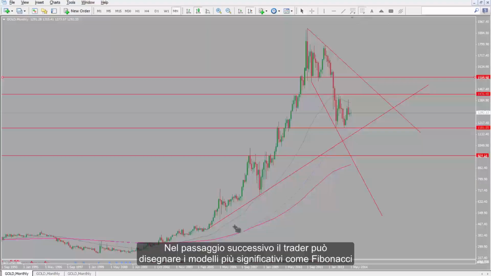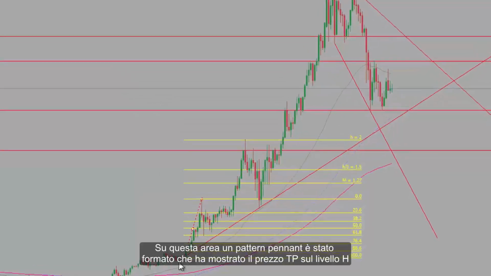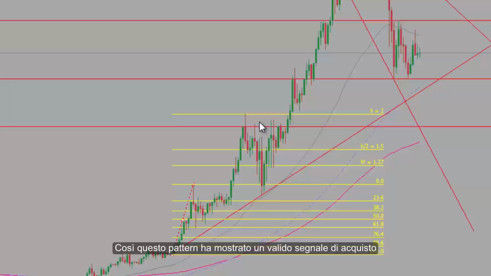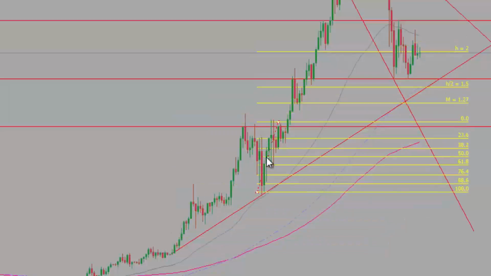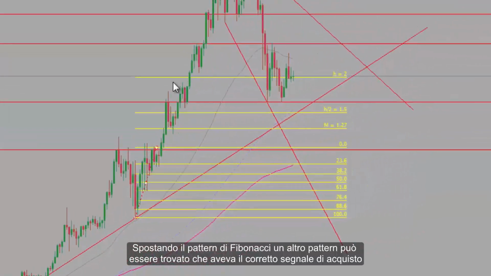On the next step, a trader can draw the most significant patterns, such as Fibonacci. After attaching this pattern, a trader can remove the negligible levels. On this region, a pennant pattern has been formed that showed TP price on level H. Thus, this pattern showed a valid buy signal. By relocating the Fibonacci pattern, another pattern can be found that had the correct buy signal.